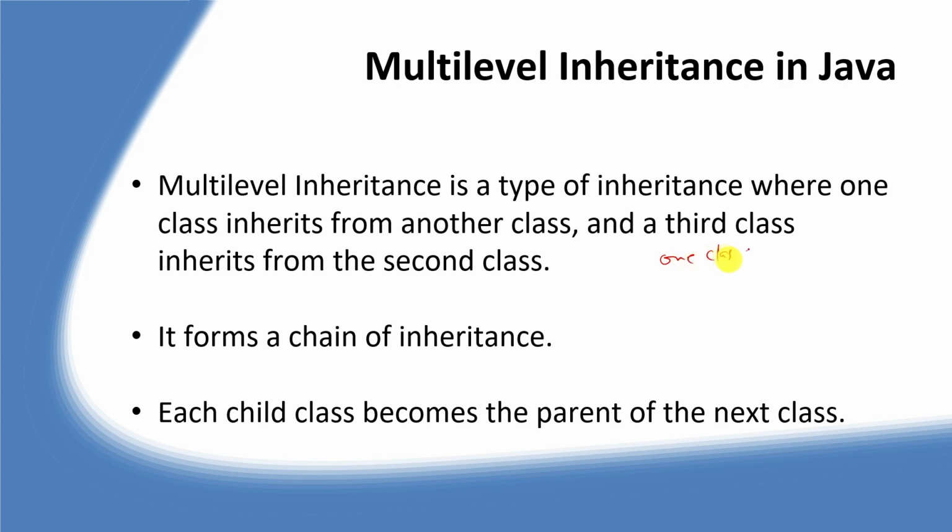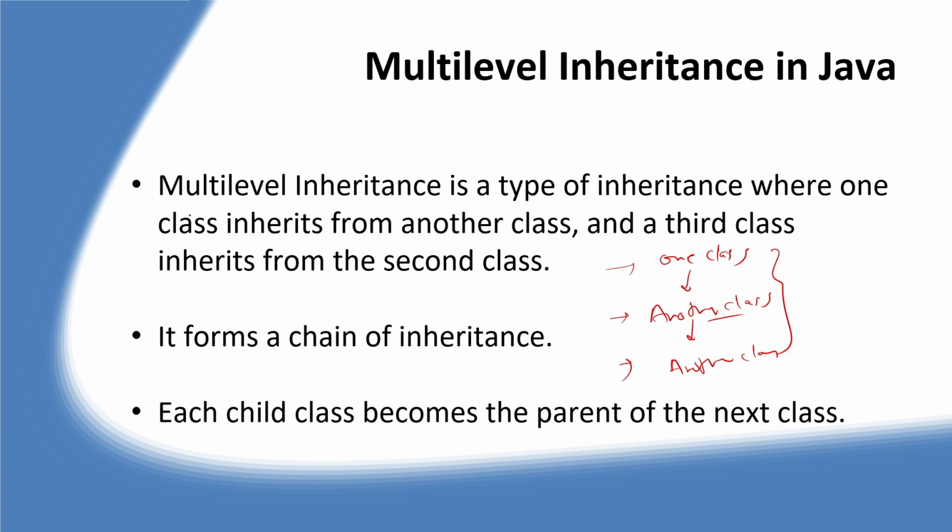So let's say here we have one class, then another class will be inherited from the first class, then again another class will get inherited from this class. So this is like multi-level: level 1, level 2, level 3. It might increase also. Okay, so this is the example of multi-level.